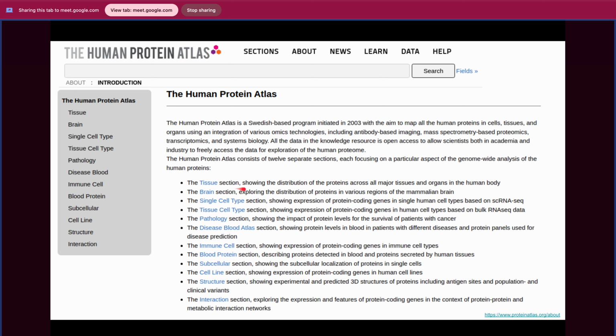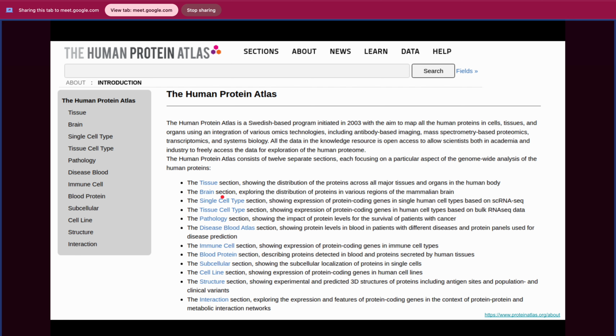When we talk about the tissue section, it means it will be talking about the distribution of proteins across all the major tissues and organs in the body. Whenever samples were collected from different tissues, proteins might have been identified. On the basis of that, they have divided which particular protein is expressed in which tissue. Whenever you go to this section, it will tell you tissue-wise protein expression and other information such as its functioning and the antibodies which are complementary to that particular protein.